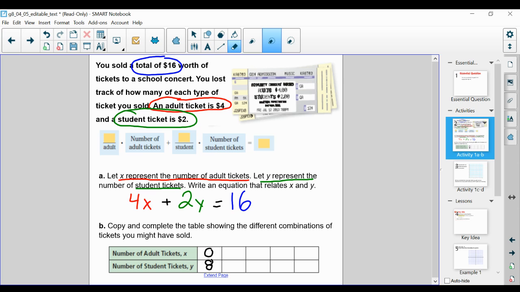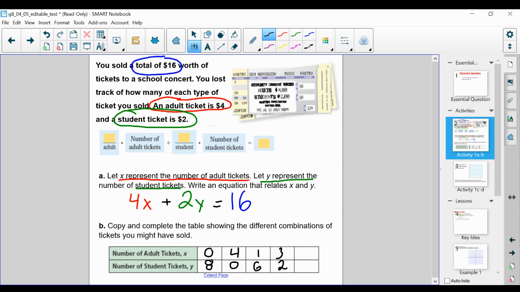All right, so I'm just going to rattle off a couple of different values that you could have had. Now, this might not match up to your table perfectly. Let's say you had 0 students there, then you would have had 4 adults. Let's say you had 1 adult, that would be 6 students. Let's say you had 2 students, and that would have been 3 adults.